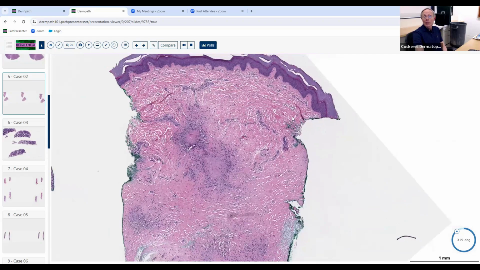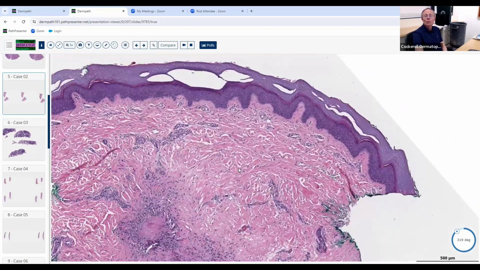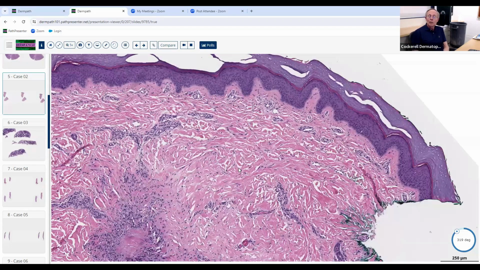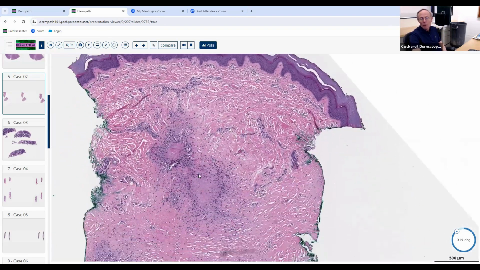And it's also near volar skin, and it may have come from a young person. And this actually is what we see when we see so-called subcutaneous GA. Now, that's a misnomer, as you can see, because it's involving the dermis primarily.